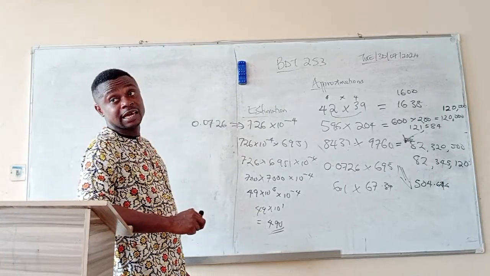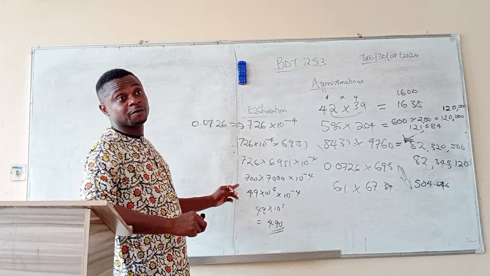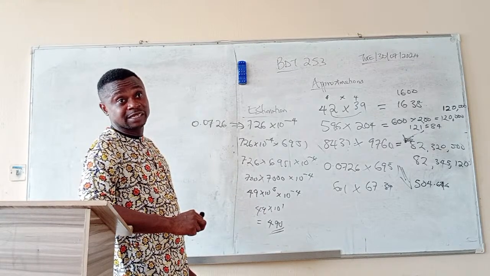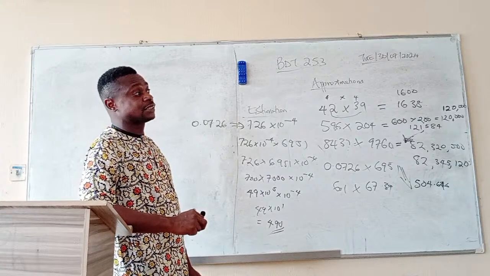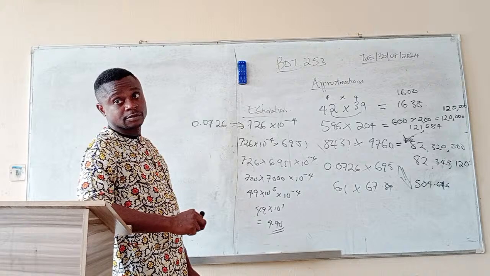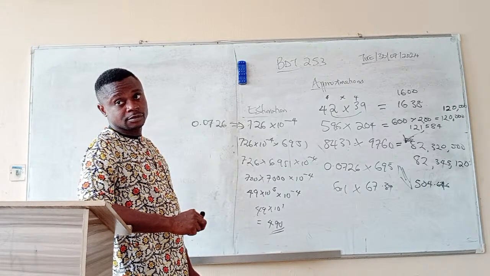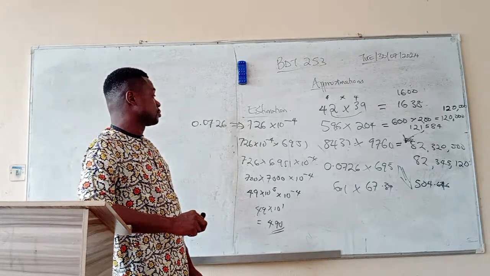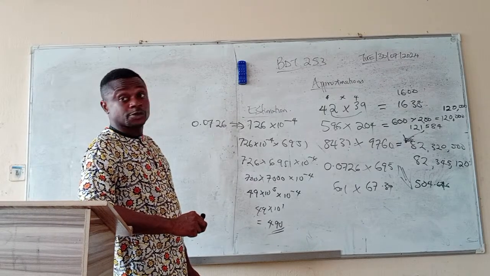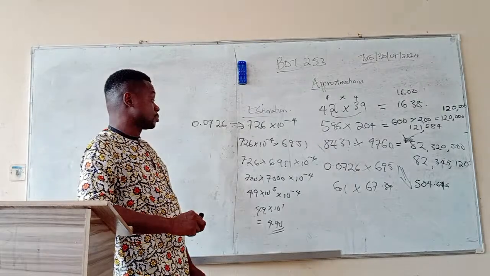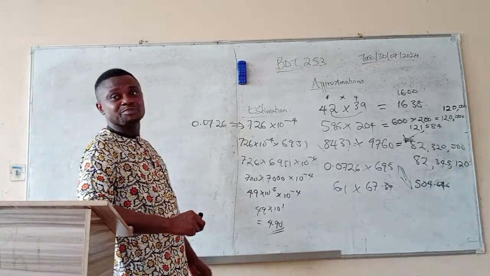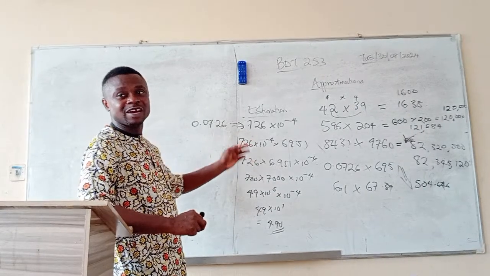Any other estimate apart from this? Did anybody get any other estimates apart from this? If you did, tell us what you did. Let's see. Is it possible to do 730 times what? 690? Times what? 690. 696. We are creating numbers that you have issues to handle.